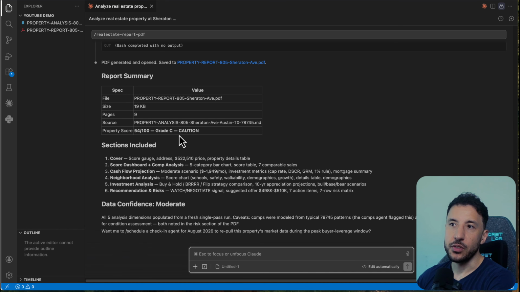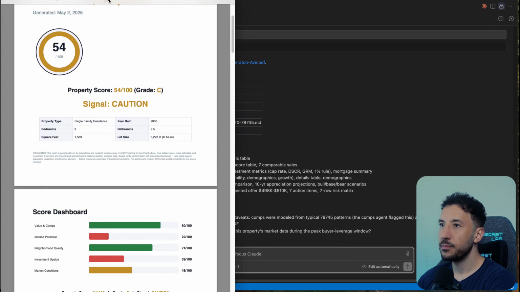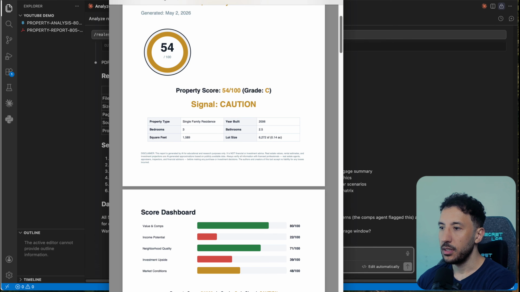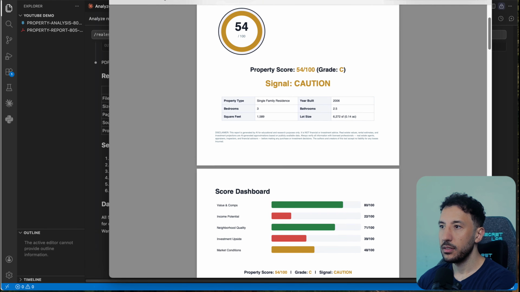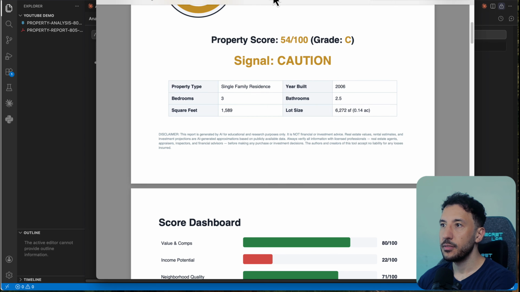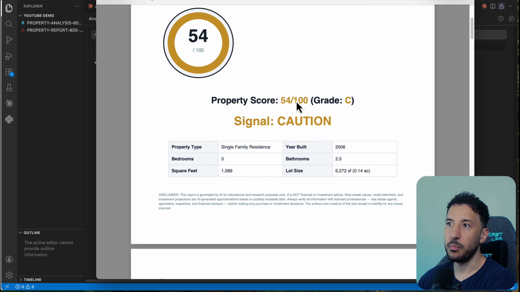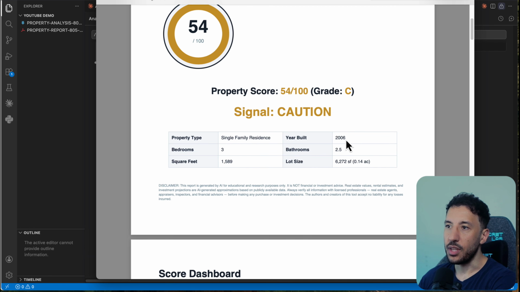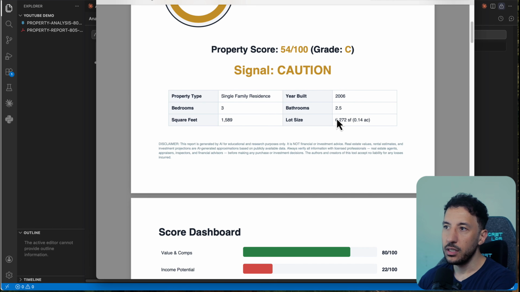All right, perfect. So it looks like it finished and it generated this PDF. So let me go ahead and bring this up here. Let me make this a little bigger. All right, we can take a look at this. Okay, so it gave the property 54 out of 100, grade C, signal caution, single family residence, built in 2006, 3 bedroom, 2.5 bath.